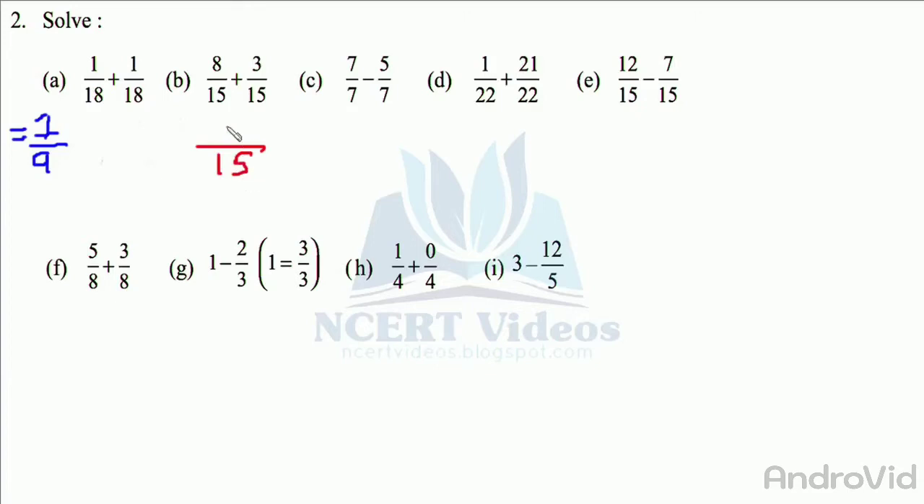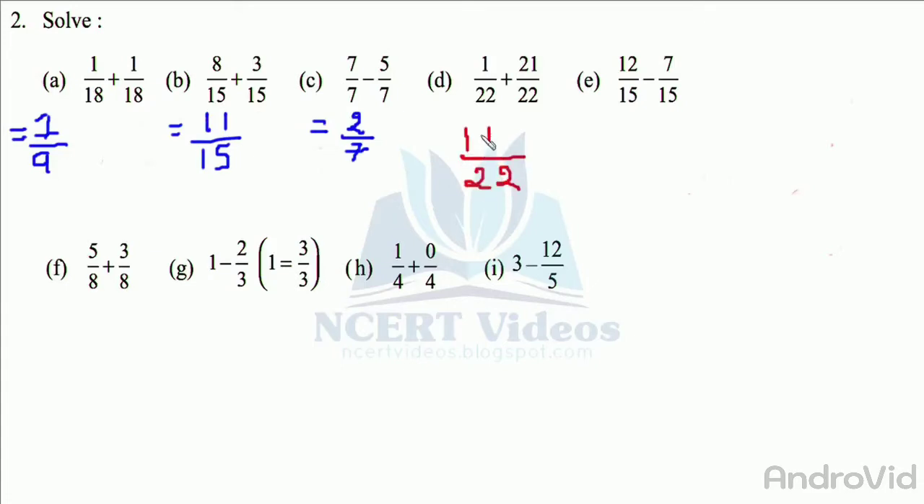Writing it clearly. In the second part, again 15 is the common denominator. Simply write the numerators when denominators are the same. That is 8 plus 3 gives you 11/15. Simple, not further reducible. That is your answer. Third part, again 7 is the common denominator. Write the numerator as it is when denominators are the same. So 7 minus 5 gives you 2/7.